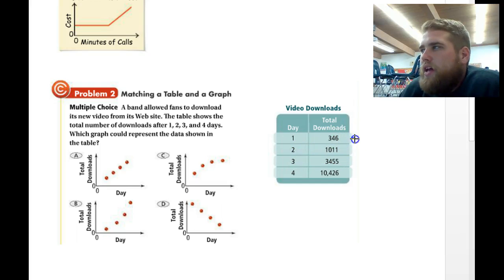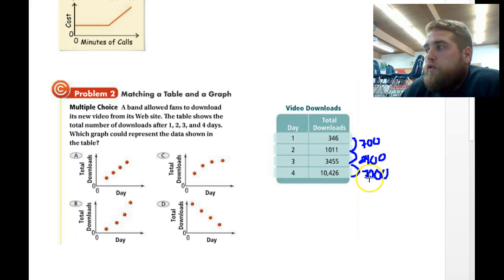Day 2, it grew pretty fast, right? We gained about 700 people. Between day 2 and 3, we gained about 2,400 people, and then finally by day 4, we gained about 7,000 people.